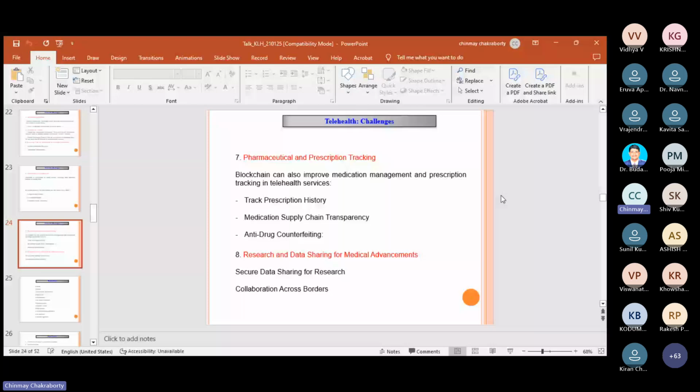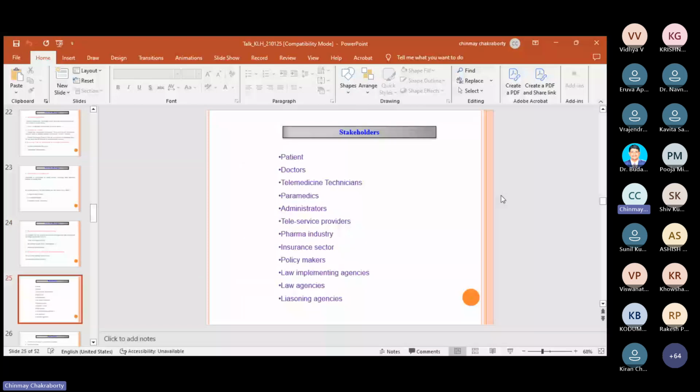Okay. Next, different stakeholders are also associated with the telemedicine health platform, like the patient. Patients not only belong to the rural area, they also belong to the urban area. So patients come from diverse regions. Okay, so we need to gather all the patient-centric information from these diverse regions. So that's one of the vital challenges.